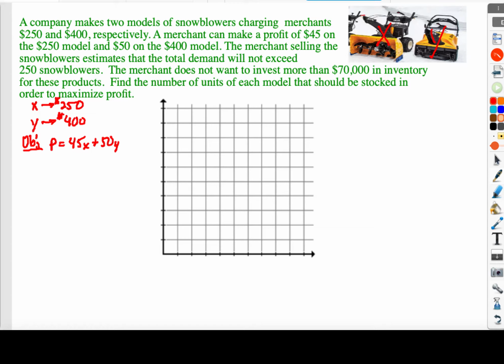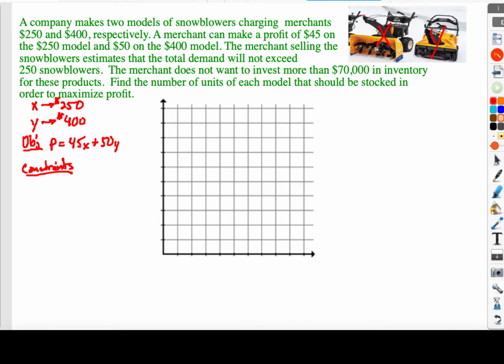So the question is, what do I want to stock up on? I don't want to overstock any one thing. I want to be able to buy what I need to sell it off and hopefully make the most money possible. Well, our constraints are going to be along those lines as well. So we need to write those down. Then we'll get to the graphing portion.